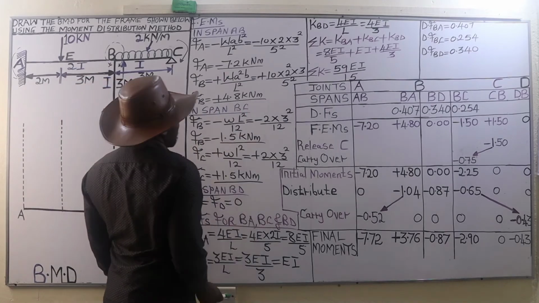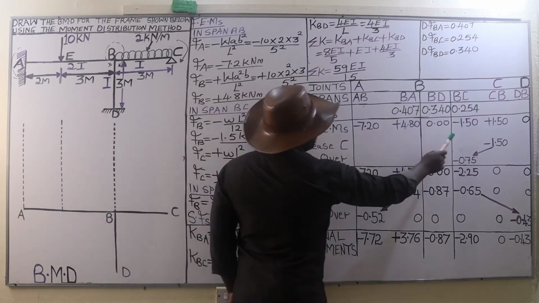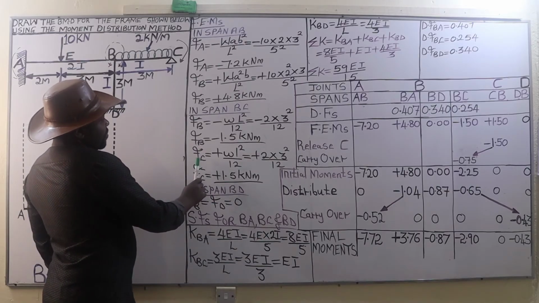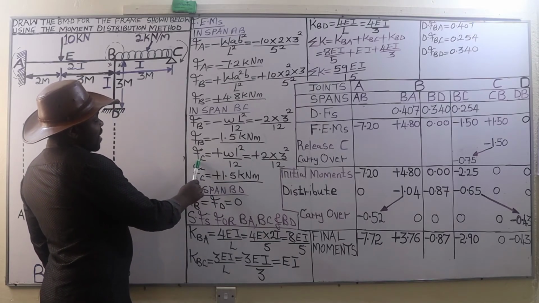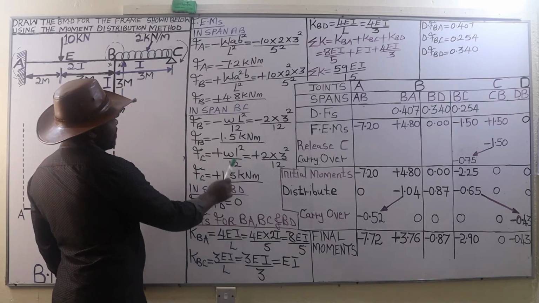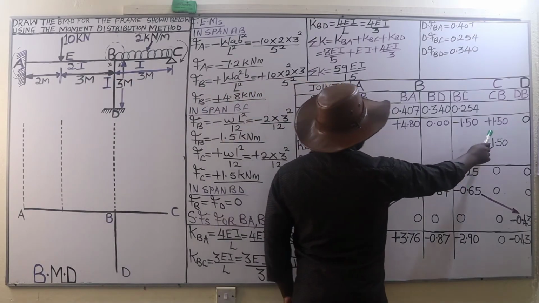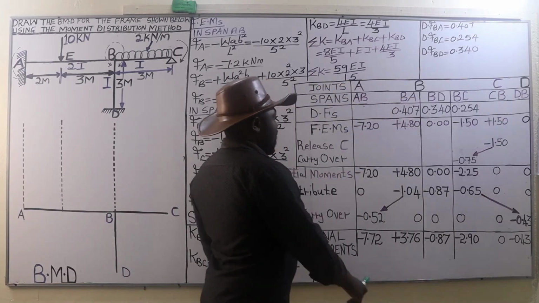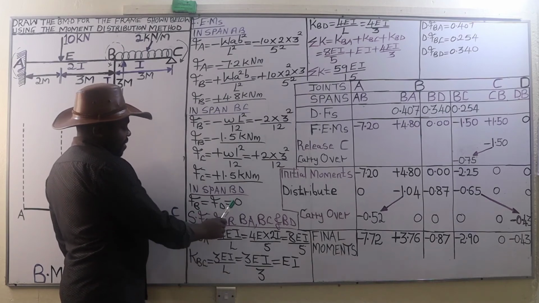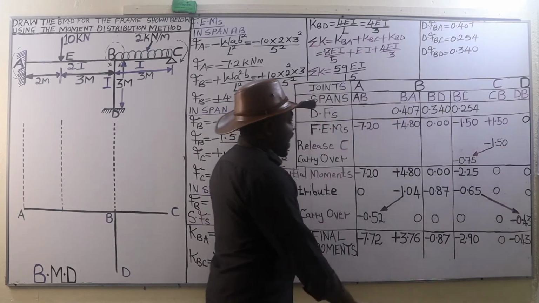For span BC, we got the fixed end moment at B, which is negative 1.5. So we got it here, negative 1.5. And for the fixed end moment at C for member CB, it is positive 1.5. Then in span BD, the fixed end moment at B as well as at D is 0. So we got 0 here and 0 on the other end.